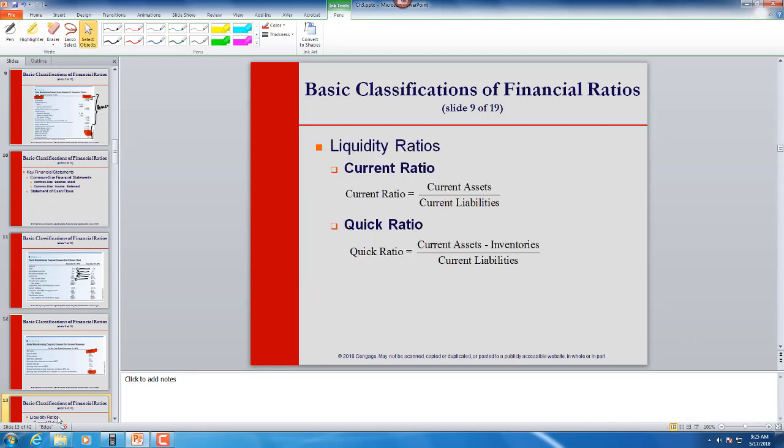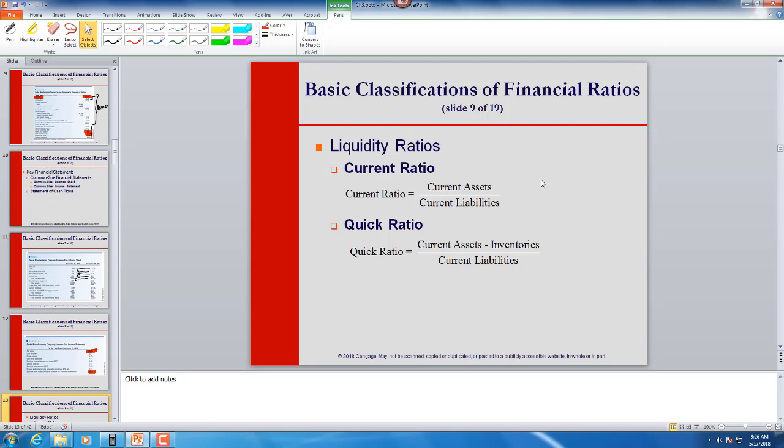Let us start off with the ratios. Let us start with liquidity ratios. Liquidity ratios test the liquidity, that means a firm's ability to meet its short-term obligations. Let us start with the first of these, current ratio. Current ratio is current assets divided by current liabilities. Now, this is by far the most taught first ratio. It shows just how much of your current liabilities are covered by your current assets.